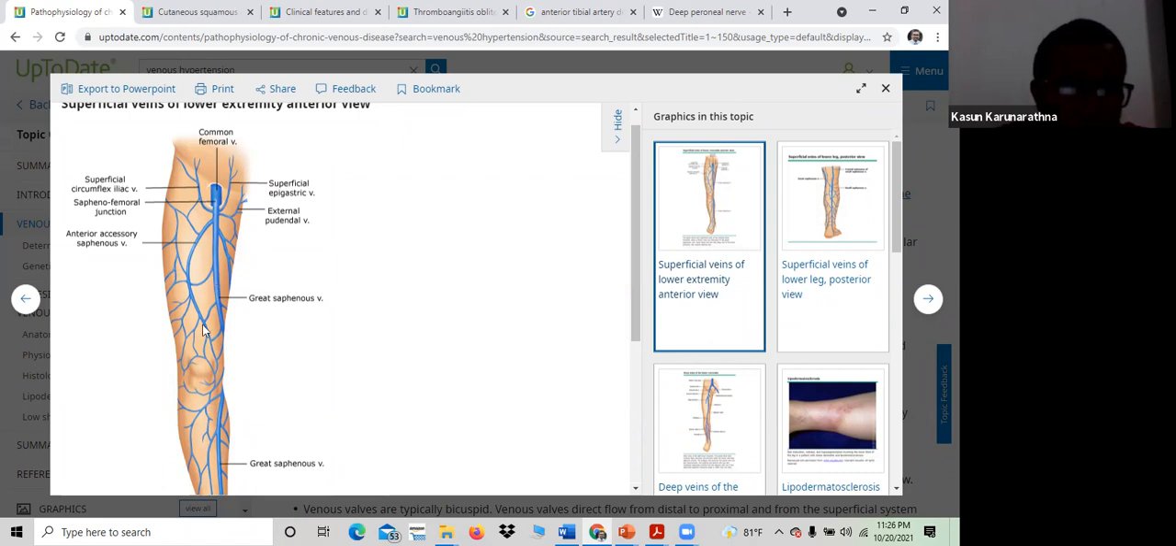Right? If the perforators become incompetent, or the saphenofemoral junction becomes incompetent, there will be retrograde flow from the deep venous system. And in the superficial vein itself, if the valves are incompetent, there will be retrograde flow. Right?